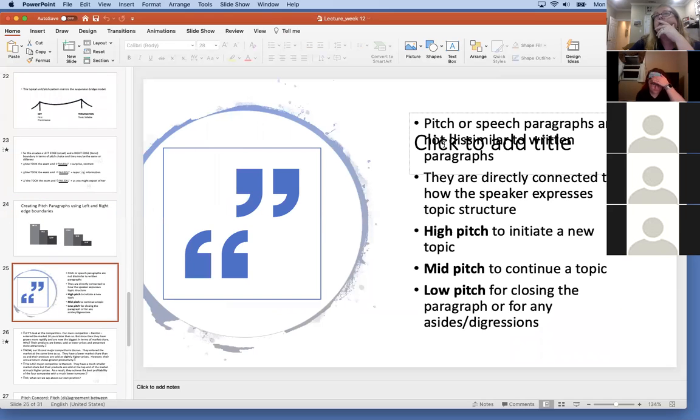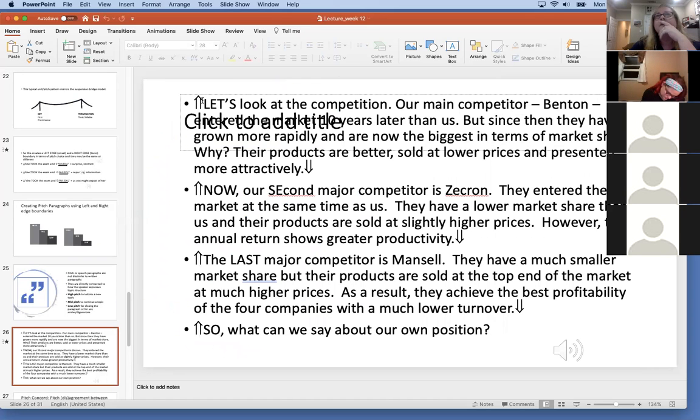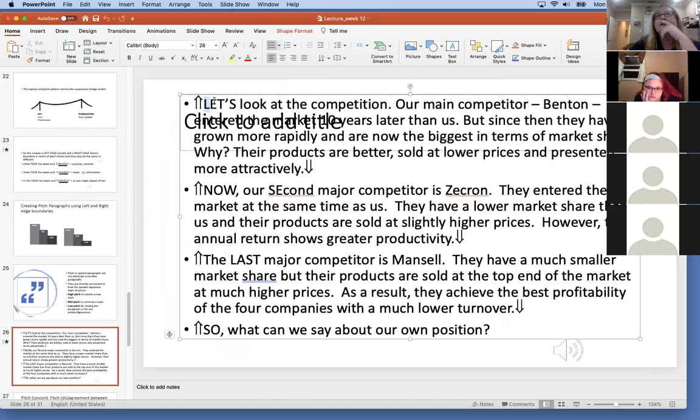So if you look at this, the way this works is they're directly connected to how the speaker expresses topic structure, just like it is in written paragraphs. So you have a high pitch to initiate a new topic, a mid pitch to continue a topic, and a low pitch to close, okay? So if you look at this example right here, you've got a key choice right at the front end here that's high because it's the beginning. Then you go mid, mid, mid, mid, mid, and then at the end of this paragraph, you end low.